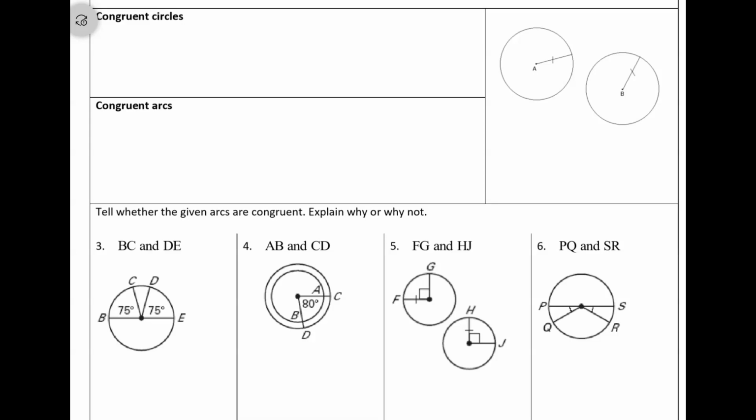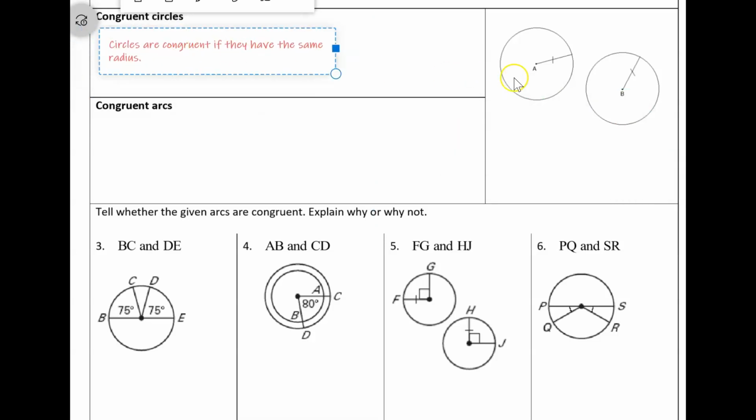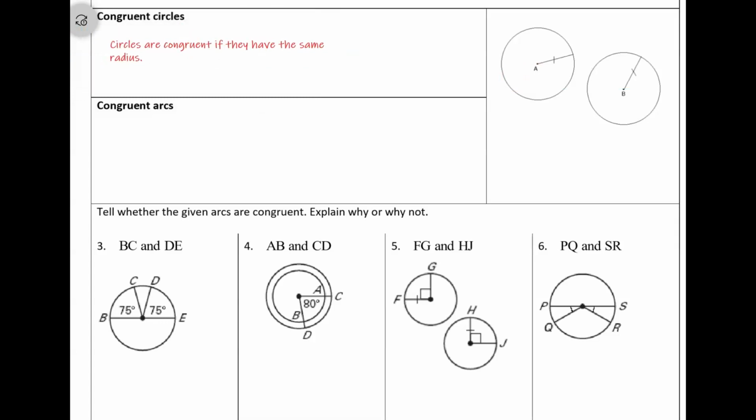So the first thing we need to look at is exactly what is a congruent circle, okay? Circles are congruent if they have the same radius. If you look over here at this picture, I have circle A with a radius coming from A, and there's a tick mark on it. And over here is circle B, and there's a tick mark on it. Therefore, since they have the same radius, these circles are congruent.